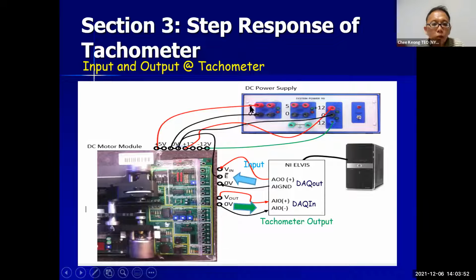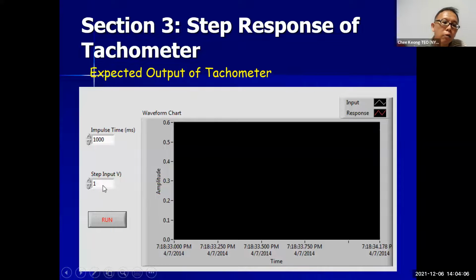Now, for the tachometer, same thing. The connection is pretty much similar, except that you shift the connection from the potentiometer to the tachometer point, right? Swap between the two. And then again, now if we are using a 1 volt step function, we put 1 volt here. Again, the time is maintained at 1 second. Once you click it, you will realize that it actually looks like a first order equation.